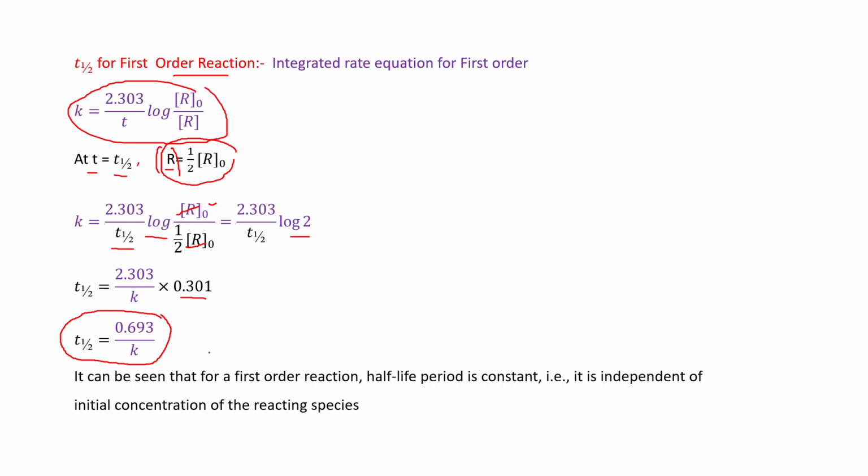Now again, if you see this, for first order reaction, half-life period is constant because it does not depend on the concentration. In this formula, there is no concentration term. That's why we can say it is independent of the initial concentration of the reacting species. You can see if we start from 100 molecules, 100 to 50 molecules, suppose it requires 10 minutes. Then again 50 to 25 molecules, again it requires 10 minutes. And from 25 to 12.5, again it requires 10 minutes. That's why T half for the first order reaction is independent of the initial concentration.